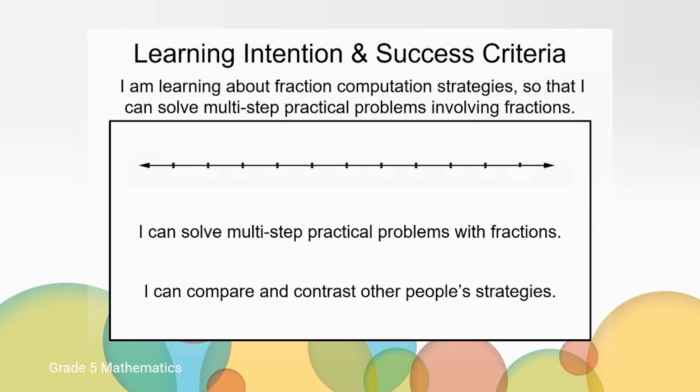As I read each of the success criteria for today, use the number line to reflect on where you are in your understanding. If you feel like you understand the success criteria, then you'll rate yourself on the number line towards the right arrow. If you feel like you kind of got it, then you might be somewhere in the middle of the number line. And if you feel like you still need time to practice one of the success criteria, then you'll probably be closer to the left arrow on the number line.